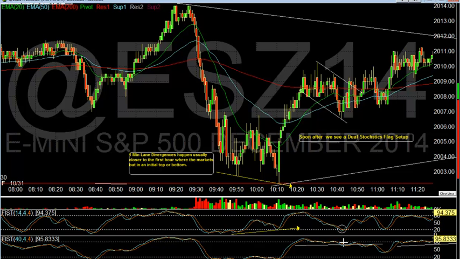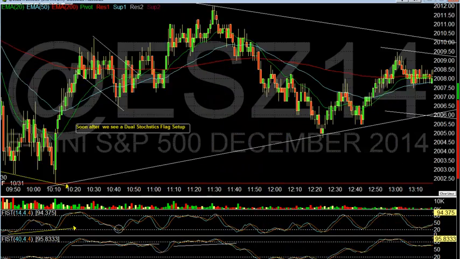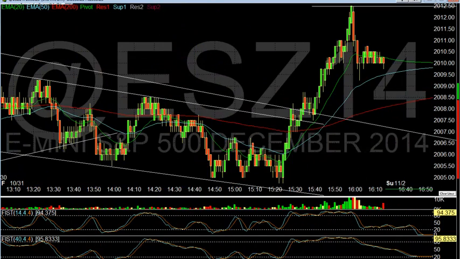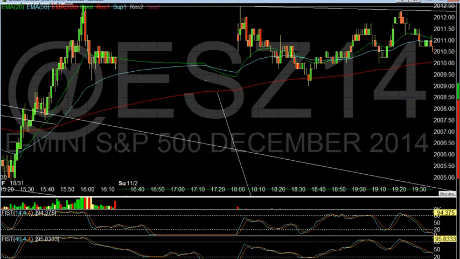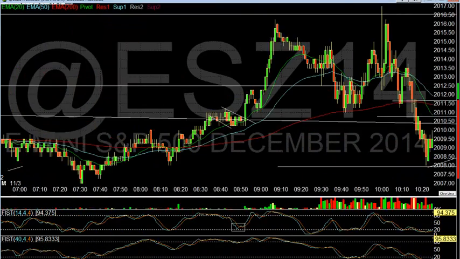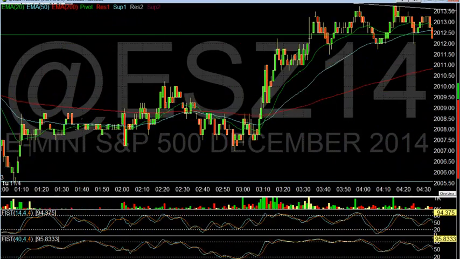Here's a nice flag, fast rotation, embedded stochastic, nice flag breakout. I mean, that's 2 of the setups we want to look for. So that's what we're concentrating on. Continue to go through here. Here's Monday the 4th.